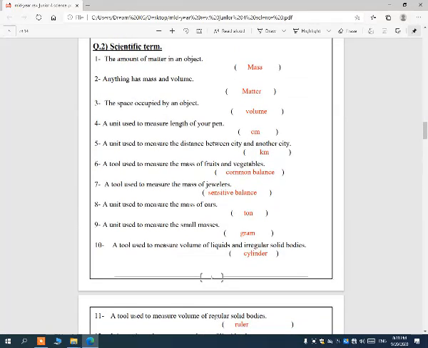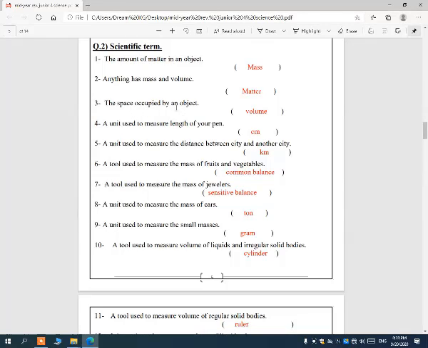Amount of matter in an object. We will write mass. Number 2. Anything has mass and volume. Who is it? Matter. Okay. Number 3. Space occupied by an object.